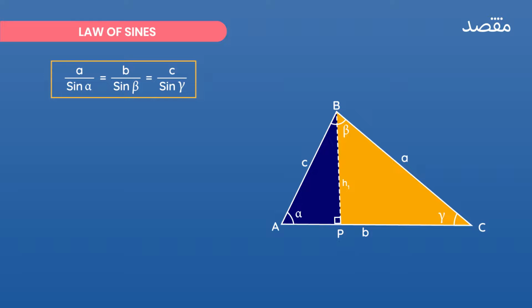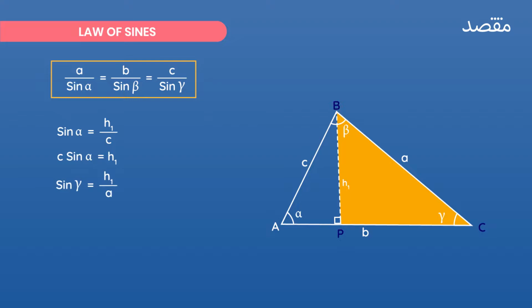अगर हम इस triangle में देखें triangle ABP में तो sin alpha is H1 upon C. We can multiply C on both sides and get H1 equal C sin alpha. और triangle BCP में sin gamma equals H1 upon A and we get H1 equals A sin gamma. अब यहाँ भी H1 है और यहाँ भी, यानी दोनों equal हैं. A little bit of rearranging and we get A upon sin alpha and C upon sin gamma.